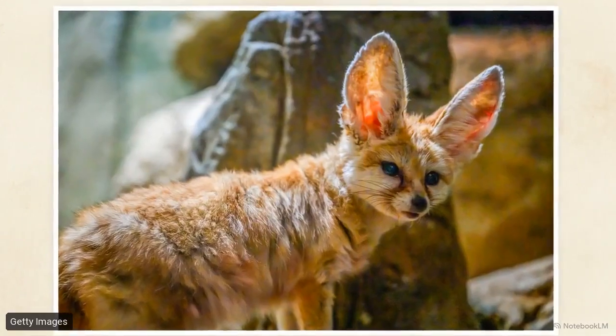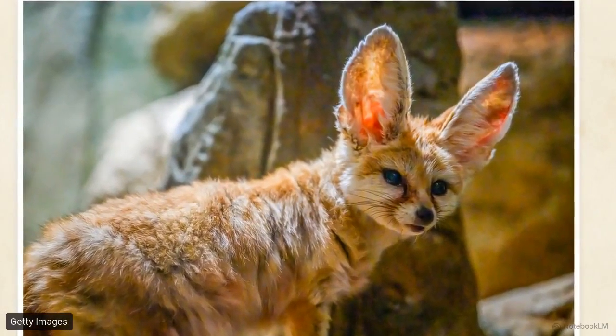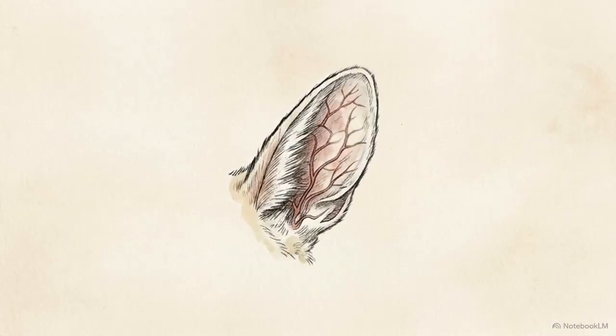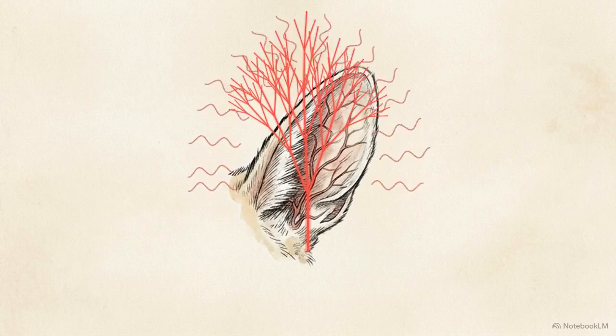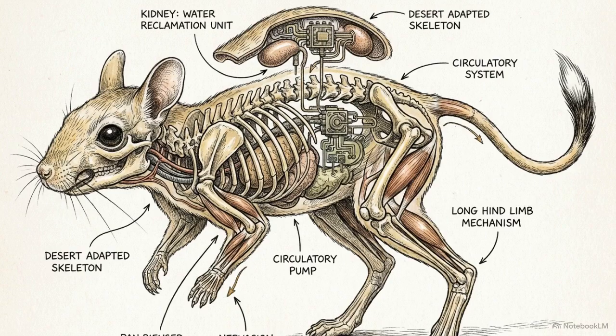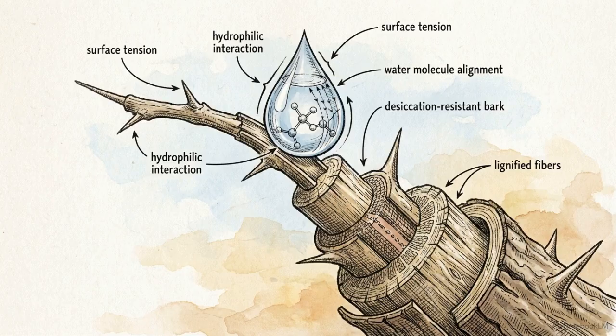Other species focus on thermal regulation. The fennec fox utilizes its oversized ears as radiators, pumping blood through a network of vessels to dissipate body heat into the air. Life in the arid zone has re-engineered its internal systems to operate on a different economy, one where a single drop of moisture or a blast of heat is managed with near-total efficiency.